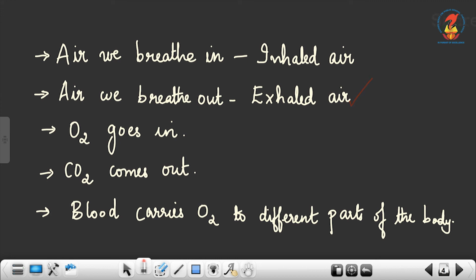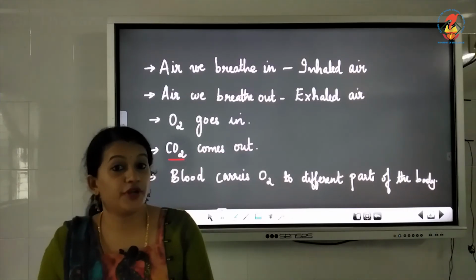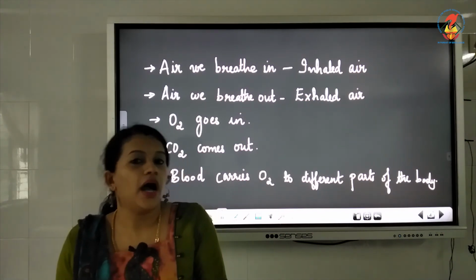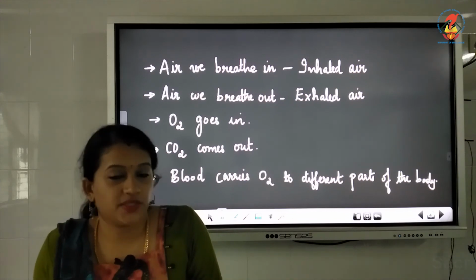And remember, oxygen, O2 means oxygen. Okay, oxygen goes in, carbon dioxide comes out. The air that we breathe in is rich in oxygen, and the air that we breathe out is rich in carbon dioxide. Then blood will carry this oxygen to different parts of the body, and the different cells will utilize. So the different parts will use this oxygen and will produce carbon dioxide as a waste product.